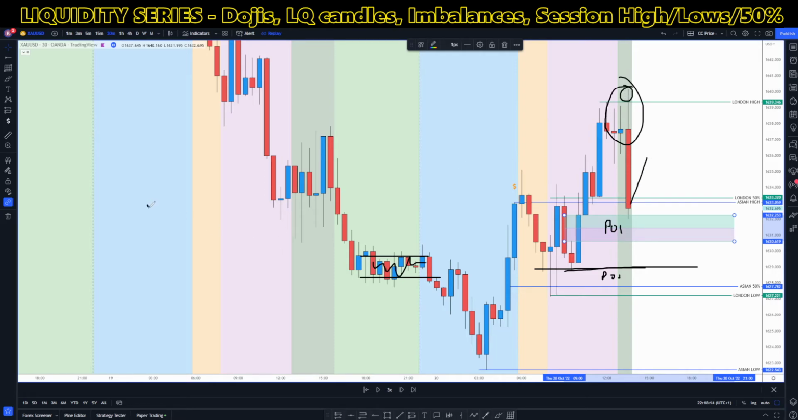A lot of the time what will happen is, let me just draw this, you'll get a doji formed, followed by a candle that wicks down, takes the low, and then starts pushing up quite heavily. So this would be a liquidity candle.